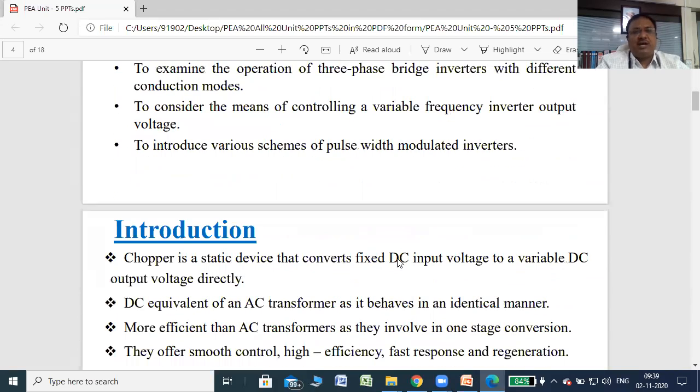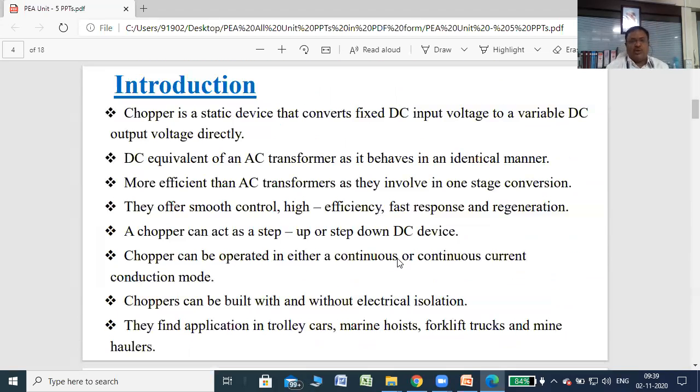In this particular unit, we have to learn the working principle of a DC to DC converter, then various types of DC to DC converters, how the DC voltage is changed, how DC voltage is converted, and so on. So the definition that is given here: chopper is a static device.